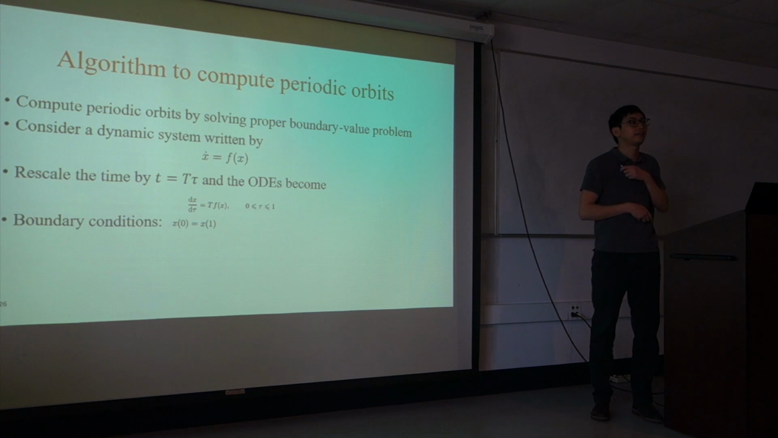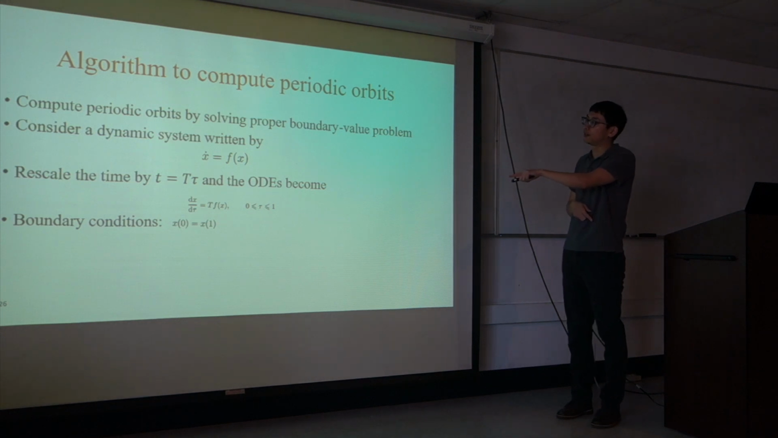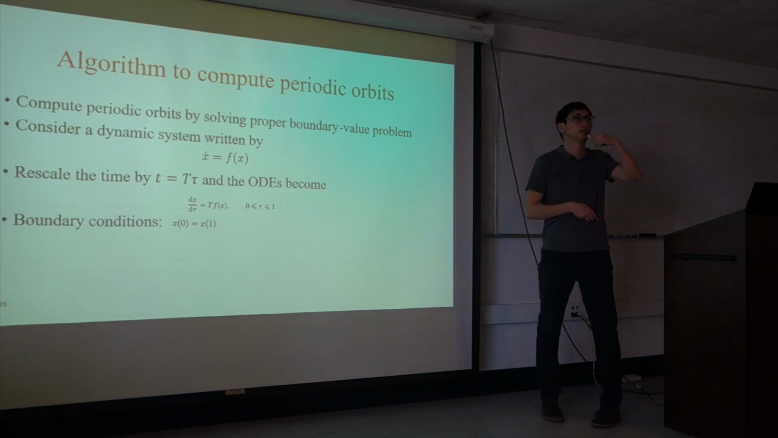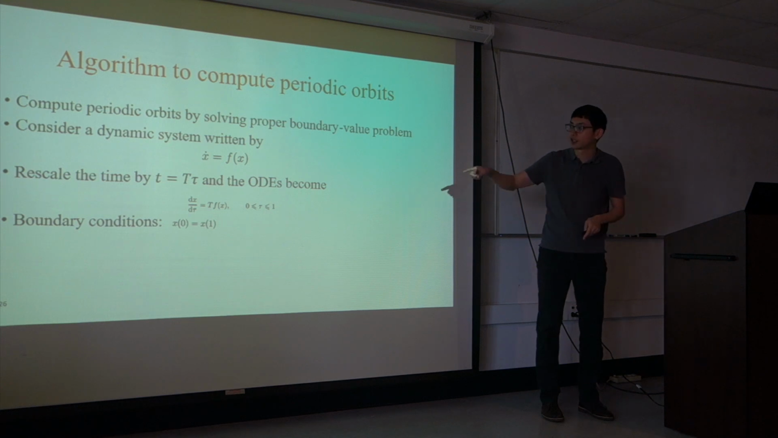For our specific periodic orbit, we have this boundary condition. It means the periodic orbit starting from one point, after one period, will return to the point where it starts. So this is a closed situation.